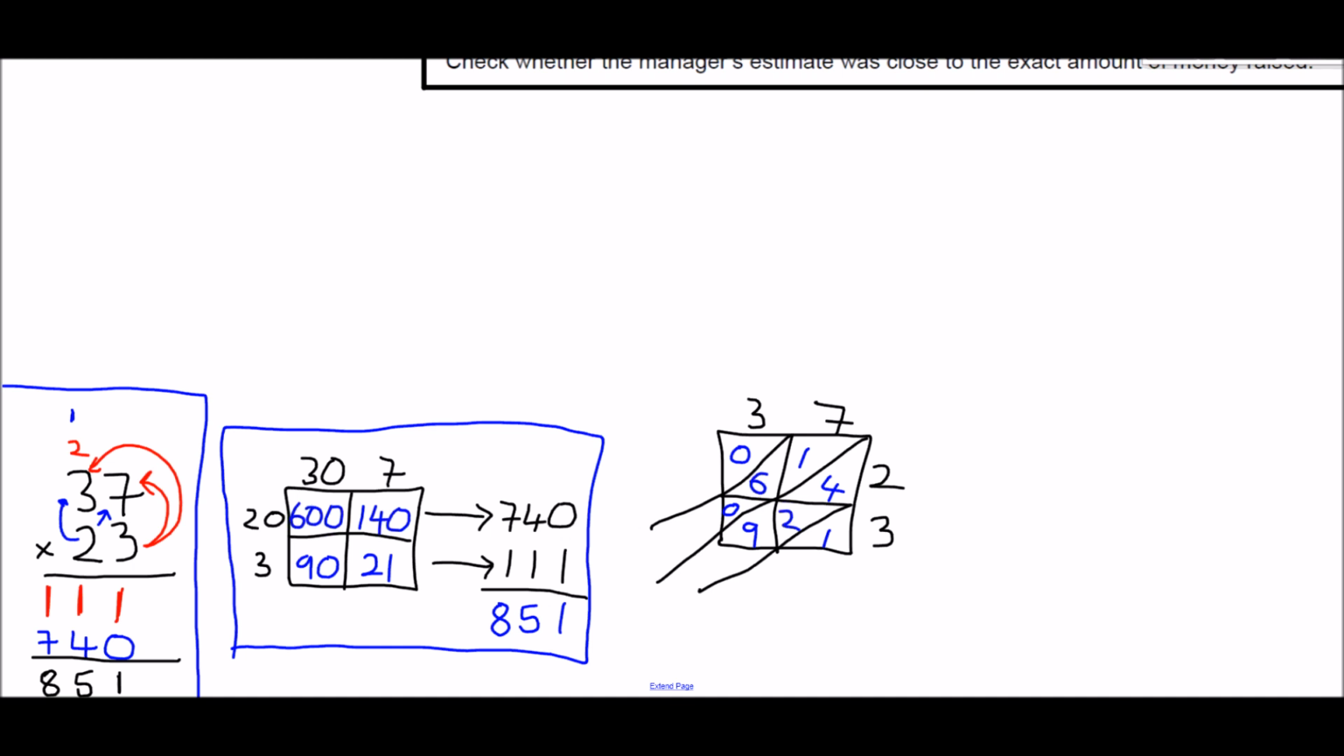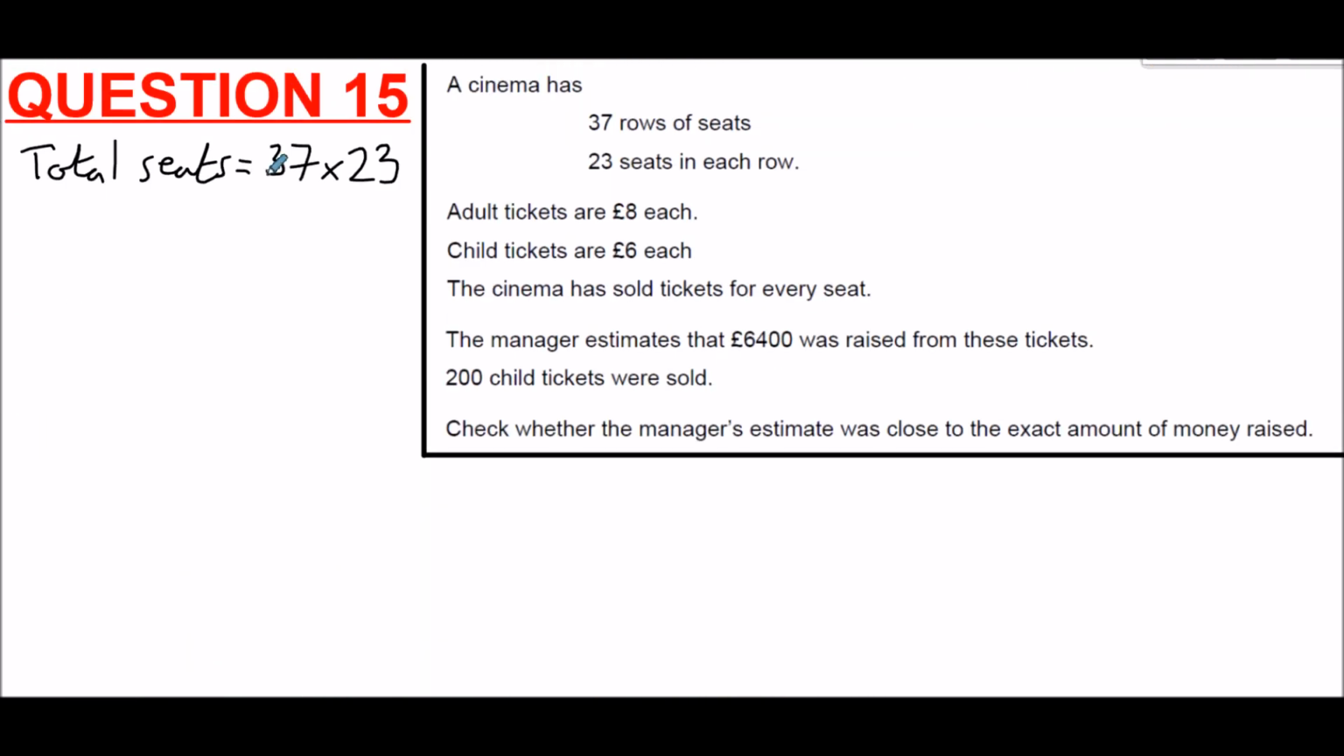Now we add up these numbers going diagonally downwards. So the first one we've got is just the 1 in that corner. The second diagonal line, 4 plus 2 is 6, plus the 9 gives us 15. So put the 5 and carry 1 on. And this one, 1 plus 6 is 7, plus 0 is still 7, plus the carried 1 is 8. So again, this method gives us 851. So returning to the question, I think we've safely established that the total number of seats is 851.